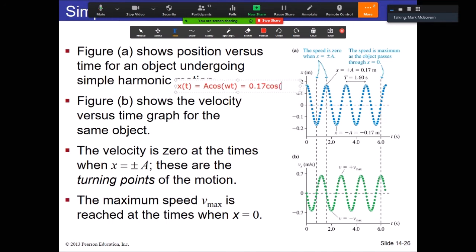Now, if you want to figure out what omega is, that's going to be 2 times pi times the time, which is the variable here, divided by the period, 1.60. So this function is the equation of this graph here. We just inserted what our A is and what our omega is. Remember, omega is 2 pi over the period. If you were to graph this, you would get exactly what we see here.